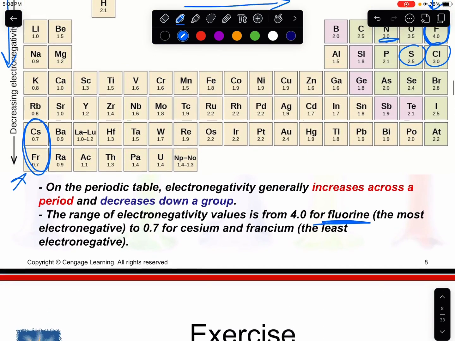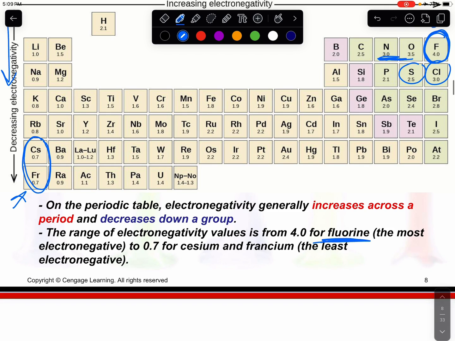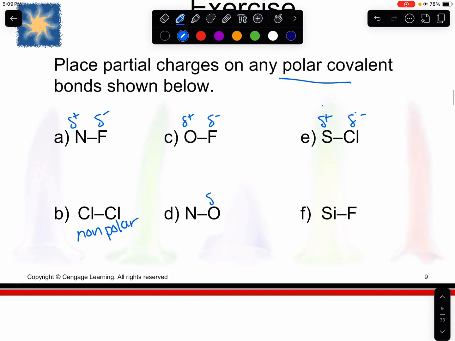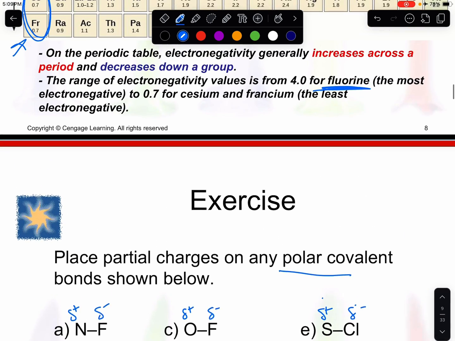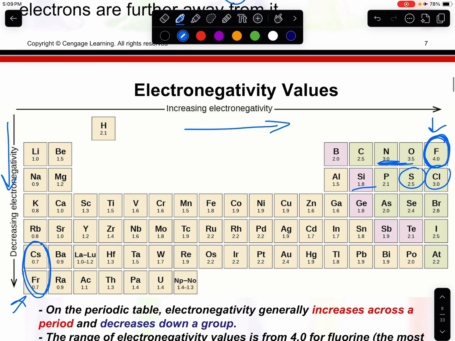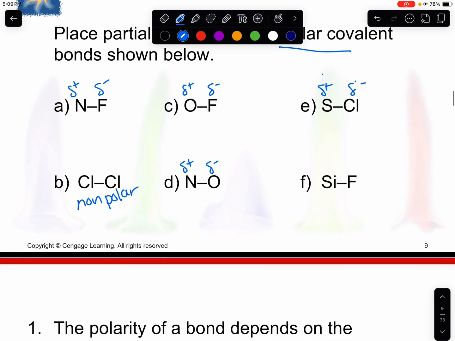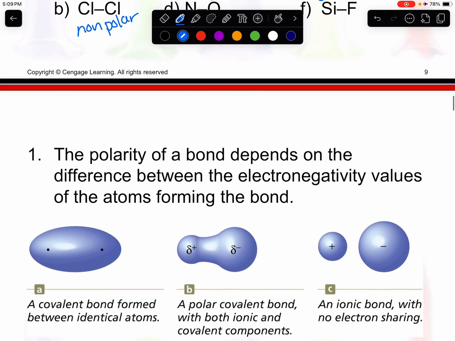So let's look at N and O for letter D. N and O. Okay, O is going to pull it a little bit more than the N. And then let's look at Si and F. Now, F for sure is going to be the higher one there. All right, go ahead and make that a little more squiggly.